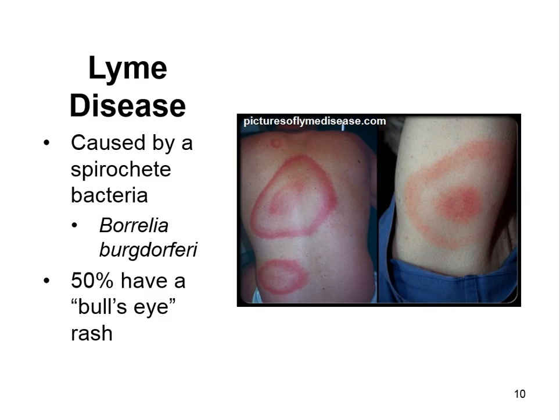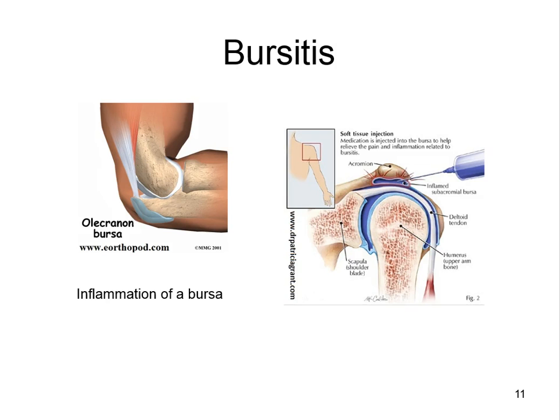Lyme disease is caused by a spirochete bacteria, Borrelia burgdorferi. 50% have a bullseye rash. It's transmitted to humans by the deer tick, Ixodes species. Bursitis. This is inflammation of a bursa, and a bursa is a tiny fluid-filled sac that covers bony prominences. It's found between the muscles and the tendons, and they're used to reduce friction. See like the little bursa right here? And then there's the olecranon bursa, where they get inflamed.